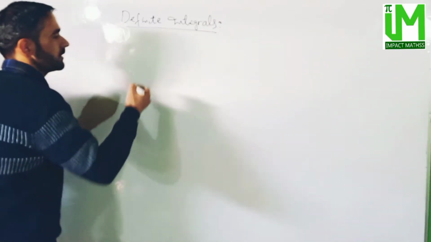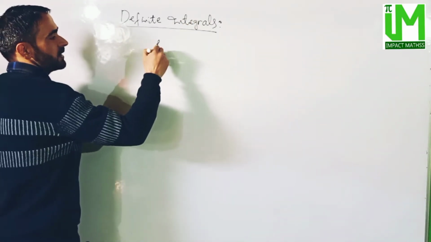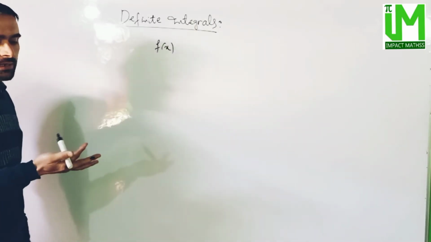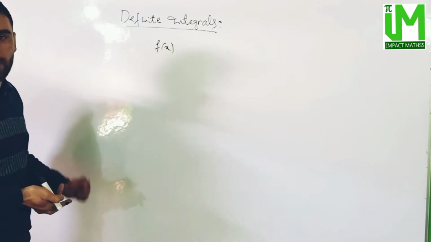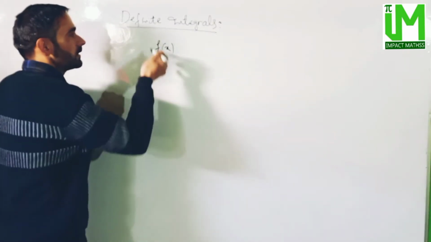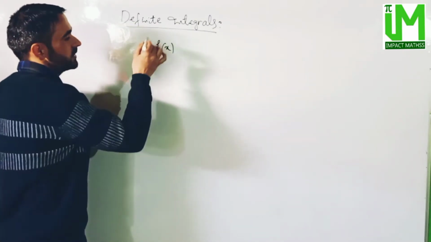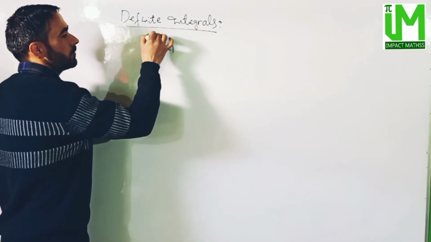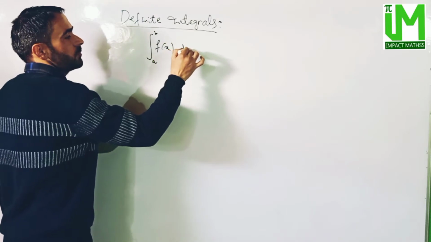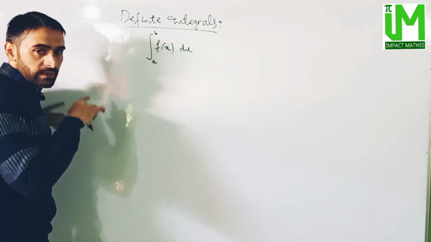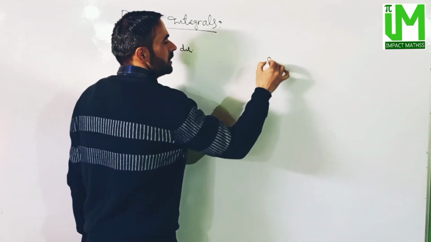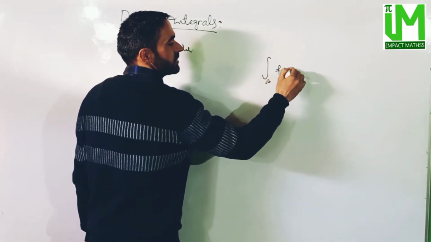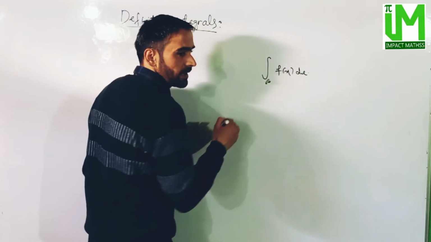So if we have a function f of x, say f of x is a continuous function within some particular interval, then its definite integral can be written as integration of a to b f of x dx. Whereas in indefinite integration, we were writing simply integration of f of x dx.